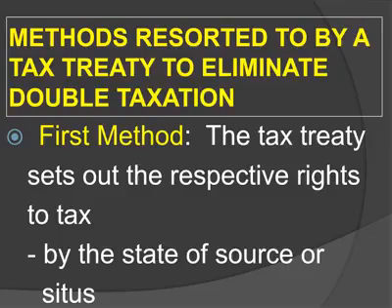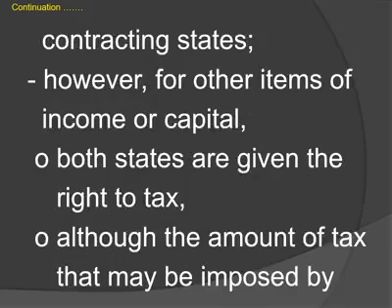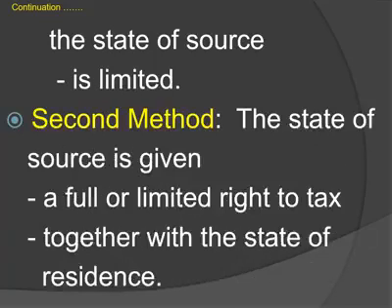Under the first method, the tax treaty sets out the respective rights of tax by the state of source or situs and by the state of residence with regard to certain classes of income or capital. In some cases, an exclusive right of tax is conferred on one of the contracting states. However, for other items of income or capital, both states are given the right of tax, although the amount of tax that may be imposed by the state of source is limited. So take note of that. So there is a delineation on who could impose the tax.